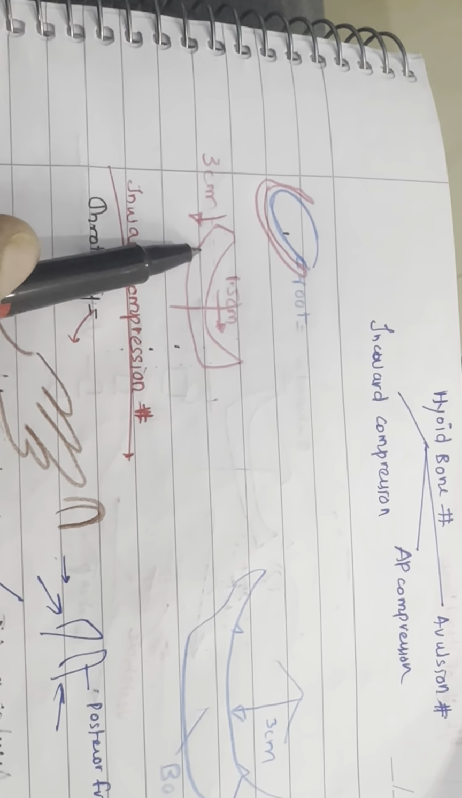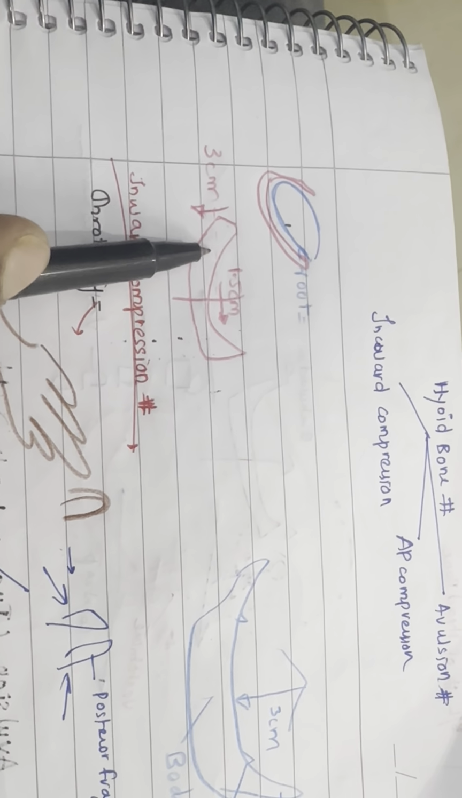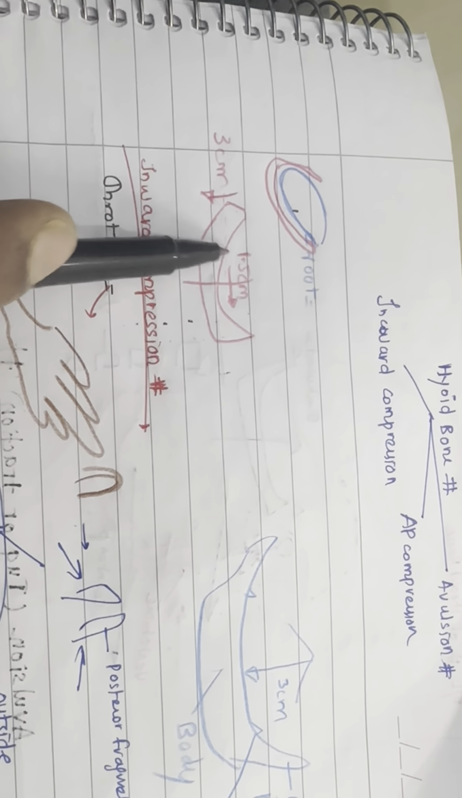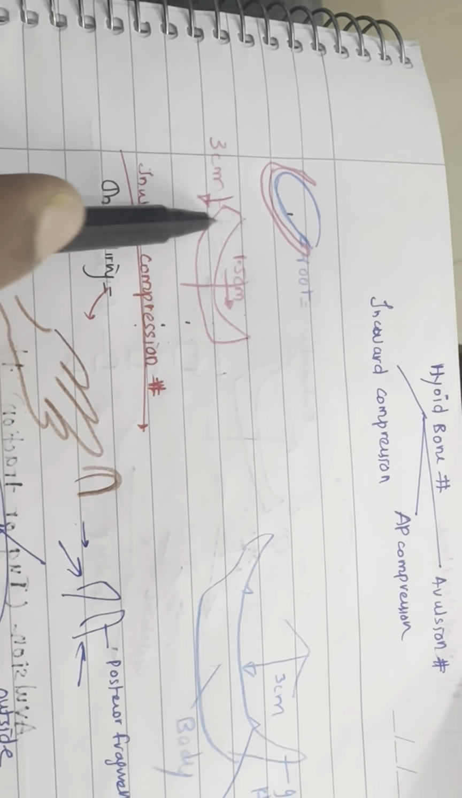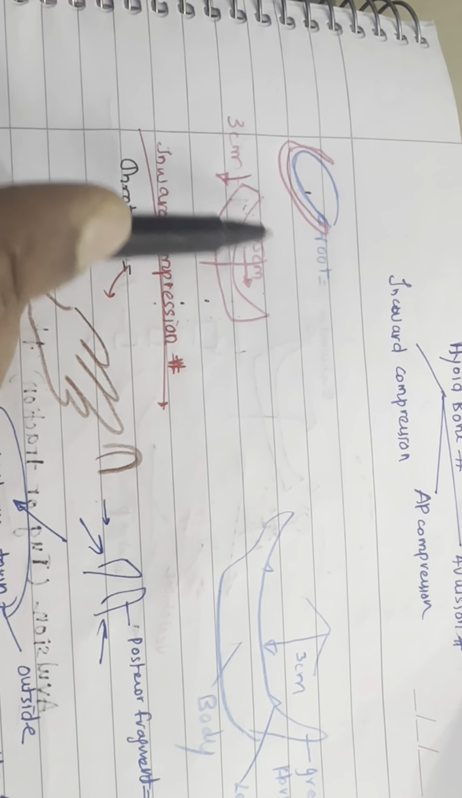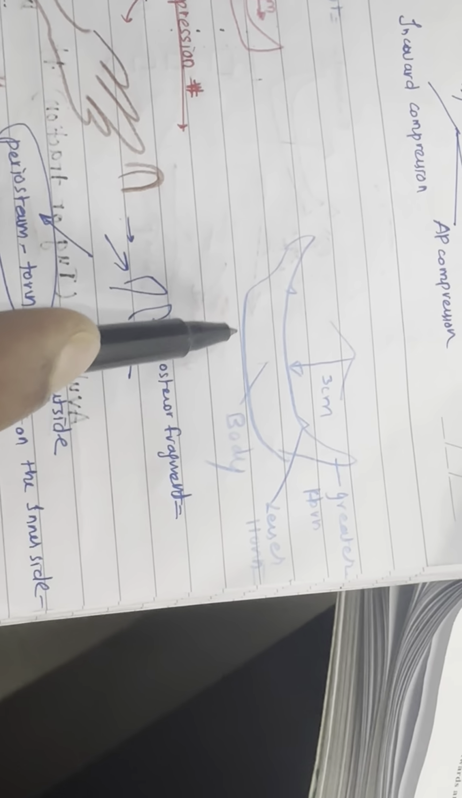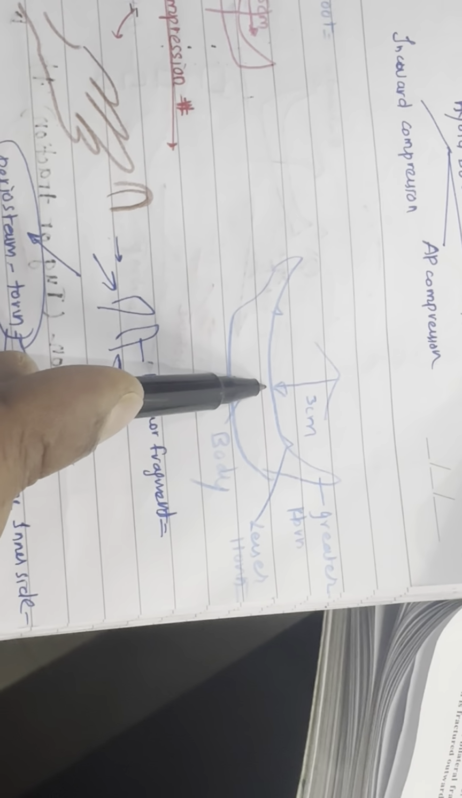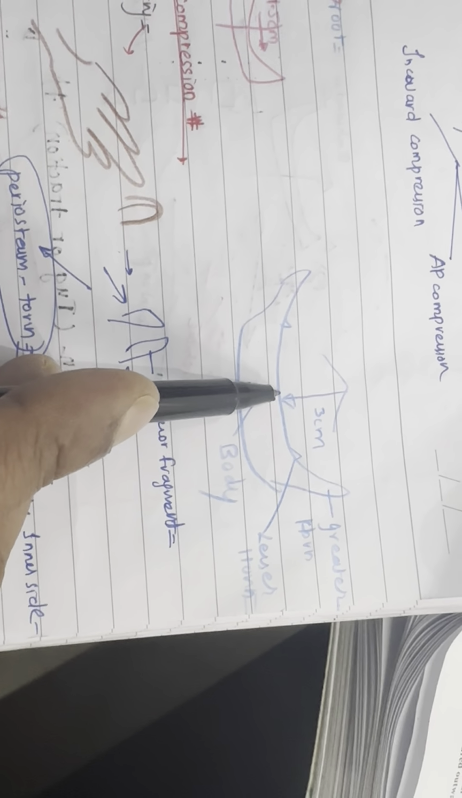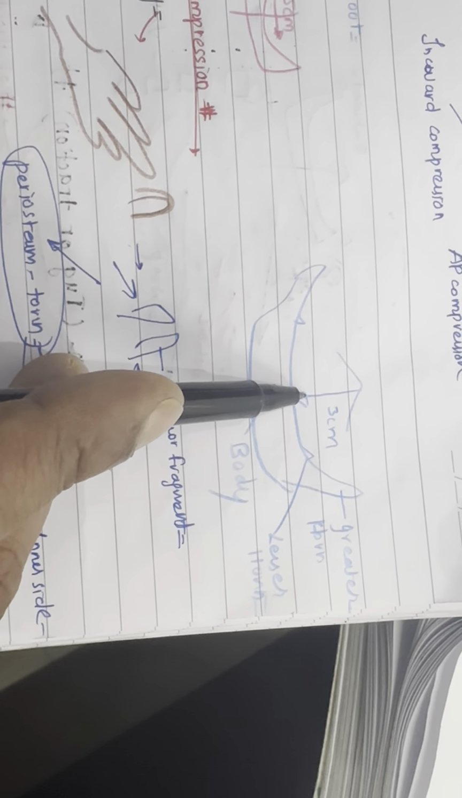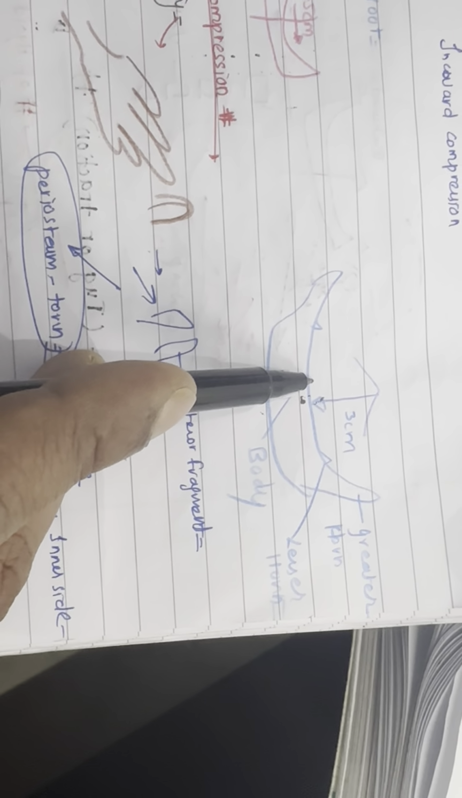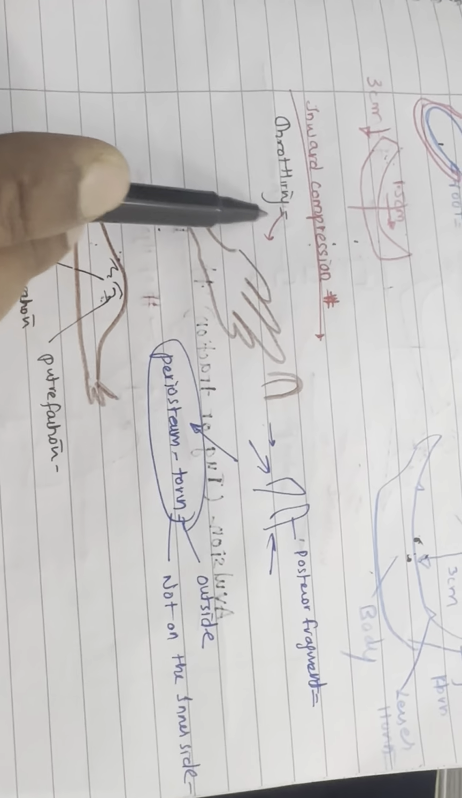The greater horns lie behind the front of the sternocleidomastoid, 3 cm below the angle of the mandible and 1.5 cm from the midline. Next is inward compression fracture.